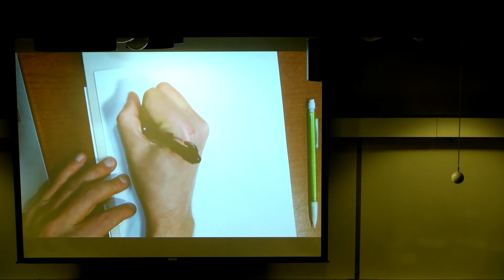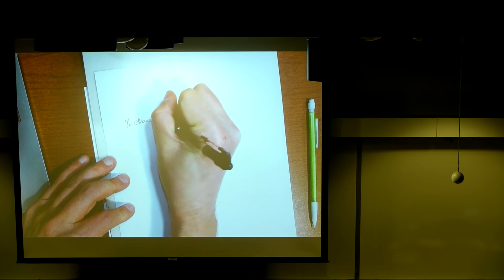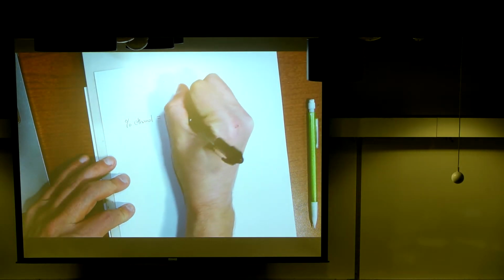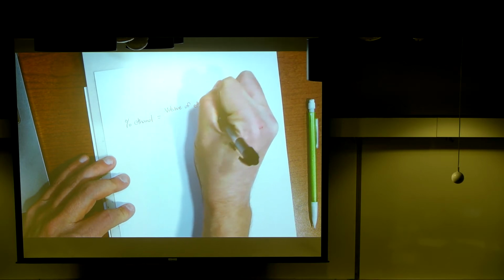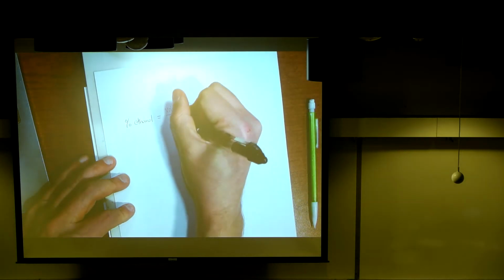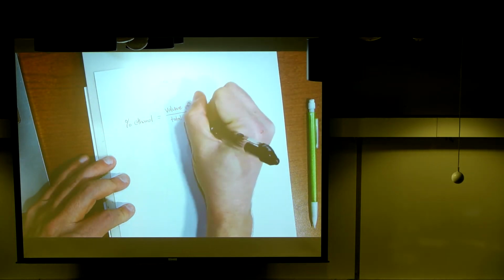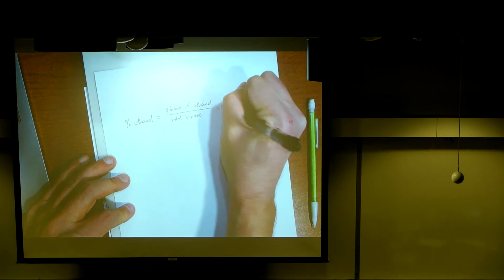Yeah, so here, let me just write down in words what we're doing. If we want to know the percentage of ethanol by volume, what we're literally doing is we're taking the volume of that ethanol, so just that part of the mixture, divided by the total volume, and then we're multiplying by 100. That's just the definition.